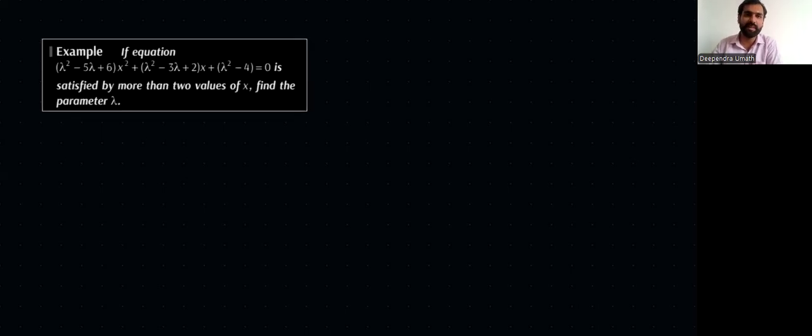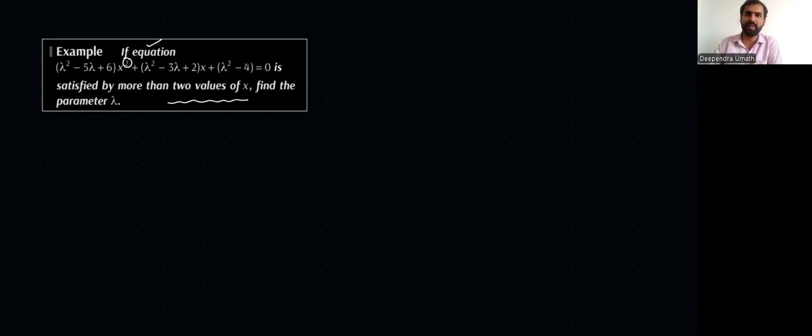What does it say? It says that there is an equation. First of all, you need to understand that they are saying that it is an equation. However, this equation is satisfied by more than two values of x. What you all need to understand is, since it is a quadratic equation, how can it have more than two roots? It should have exactly or at most two roots, which means this cannot be an equation.